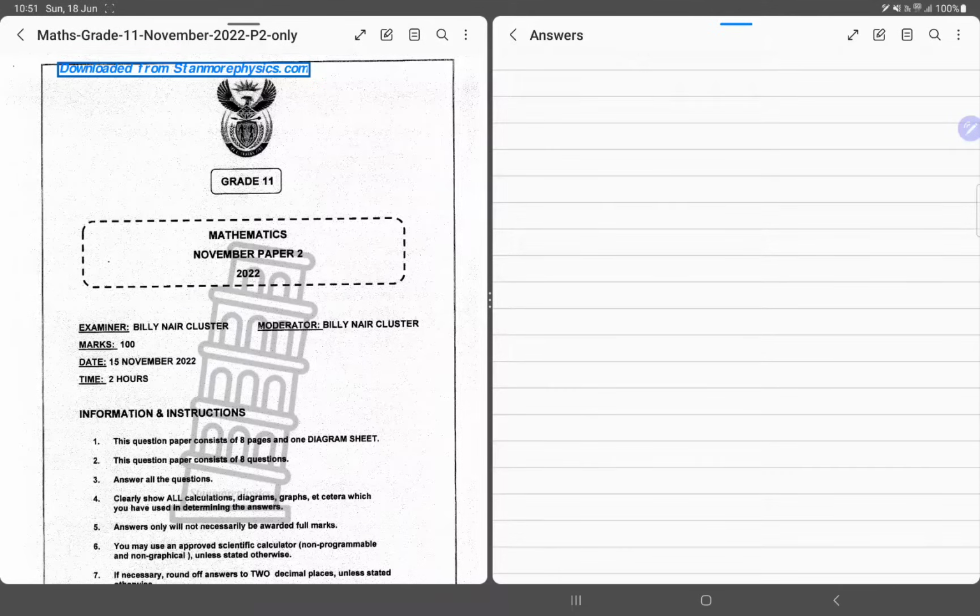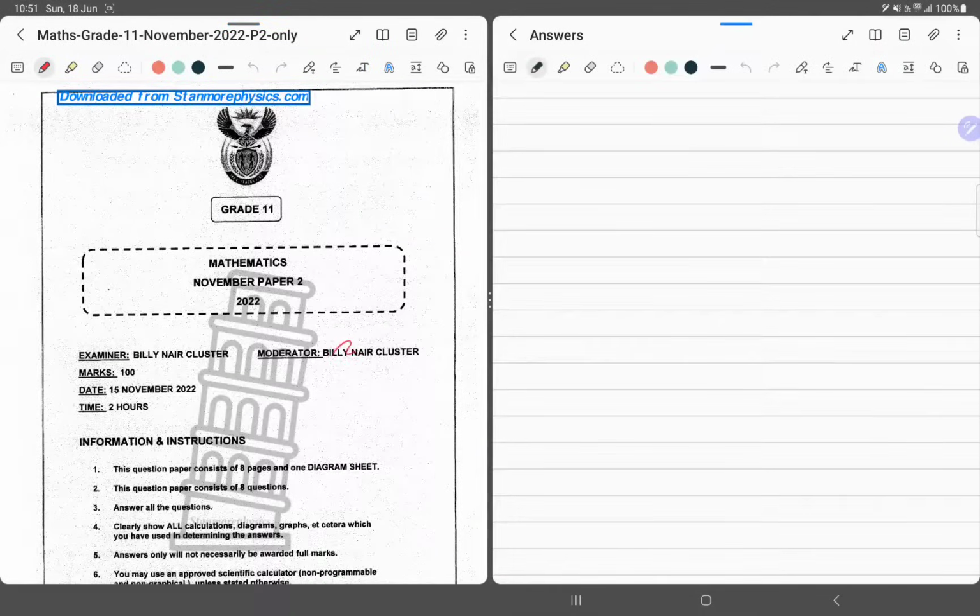I'm not sure where it came from, but there's this what you call Billy Naya cluster. I'm not sure where that is. Anyway, you know where that is. Let's just move.